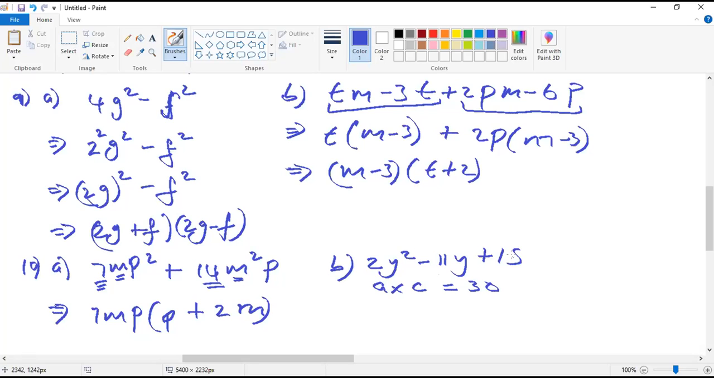10 and 3, no. Anything else? 10, 3, no. 5, 6 and 5. All right, the 6 and 5. So then I have minus 6 minus 5, which gives minus 11, and the product is 15.